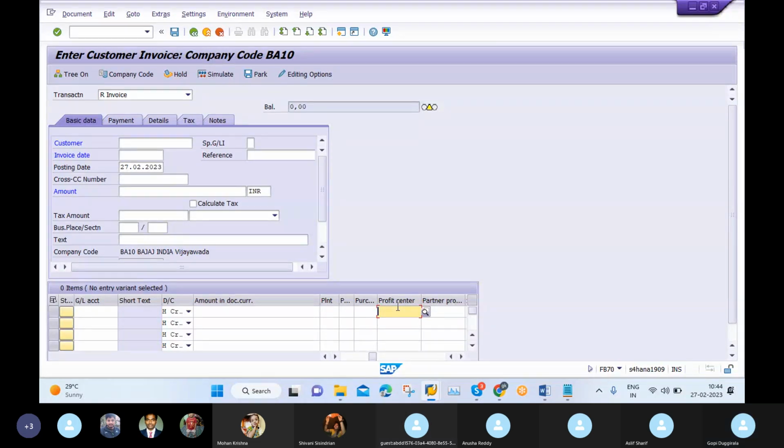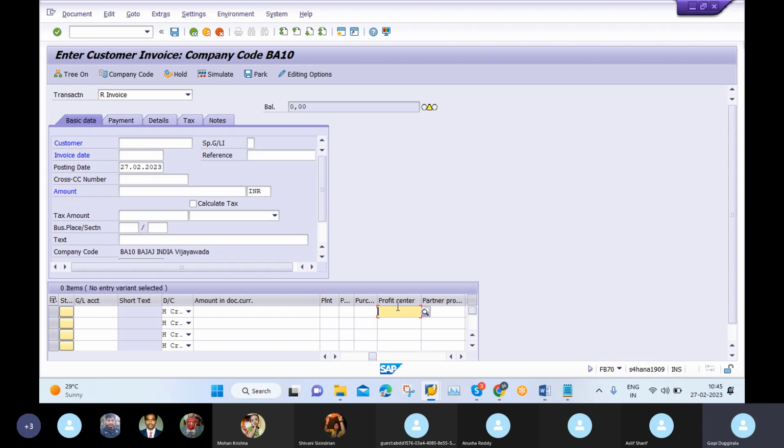No. FI only. Yes, possible. So how is it possible? We can control it in the field status group. In the field status group, this item we can maintain as optional or suppress. But in real time, we don't have that option. Why? Because in real time, if the controlling module is mandatory, then you cannot put profit center or cost center as optional.